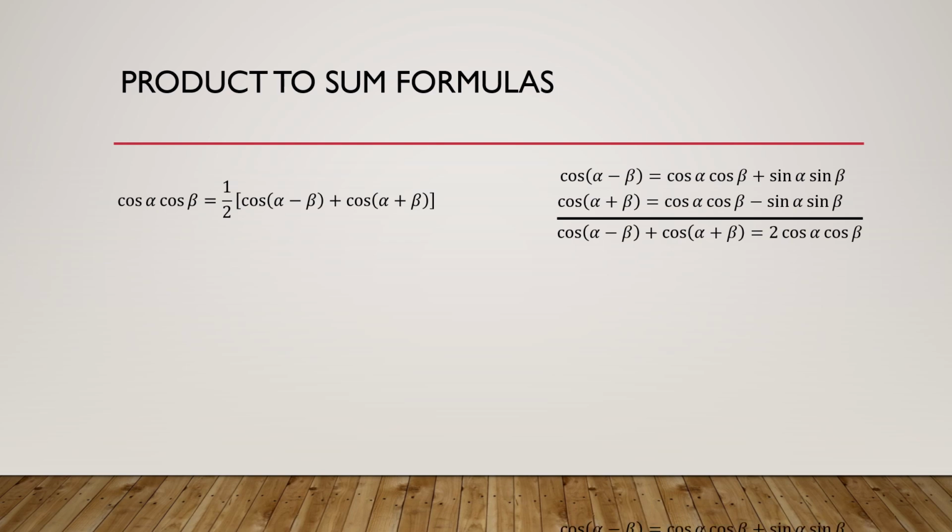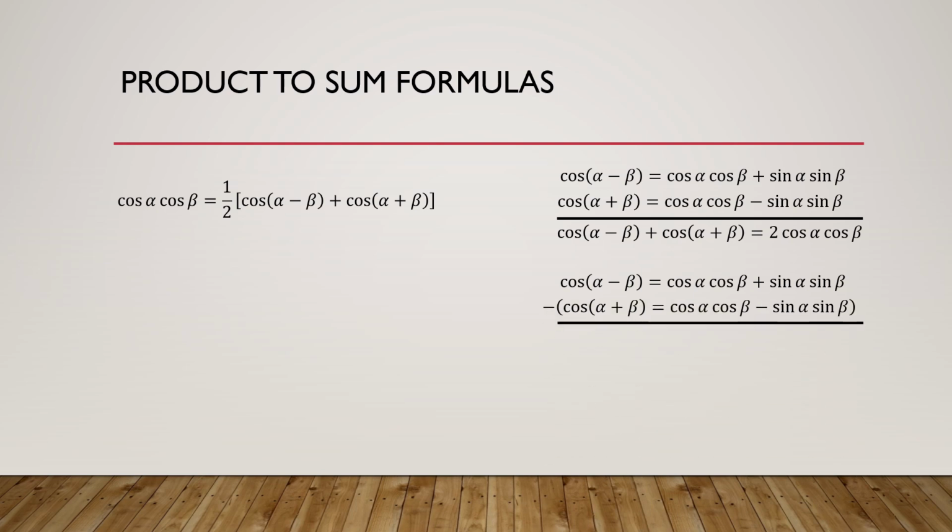If we take the same two sum equations and subtract them, we get cosine alpha minus beta minus cosine alpha plus beta equals 2 times sine alpha times sine beta. Divide both sides by 2 to get sine alpha times sine beta equals 1/2 the quantity cosine alpha minus beta minus cosine alpha plus beta.